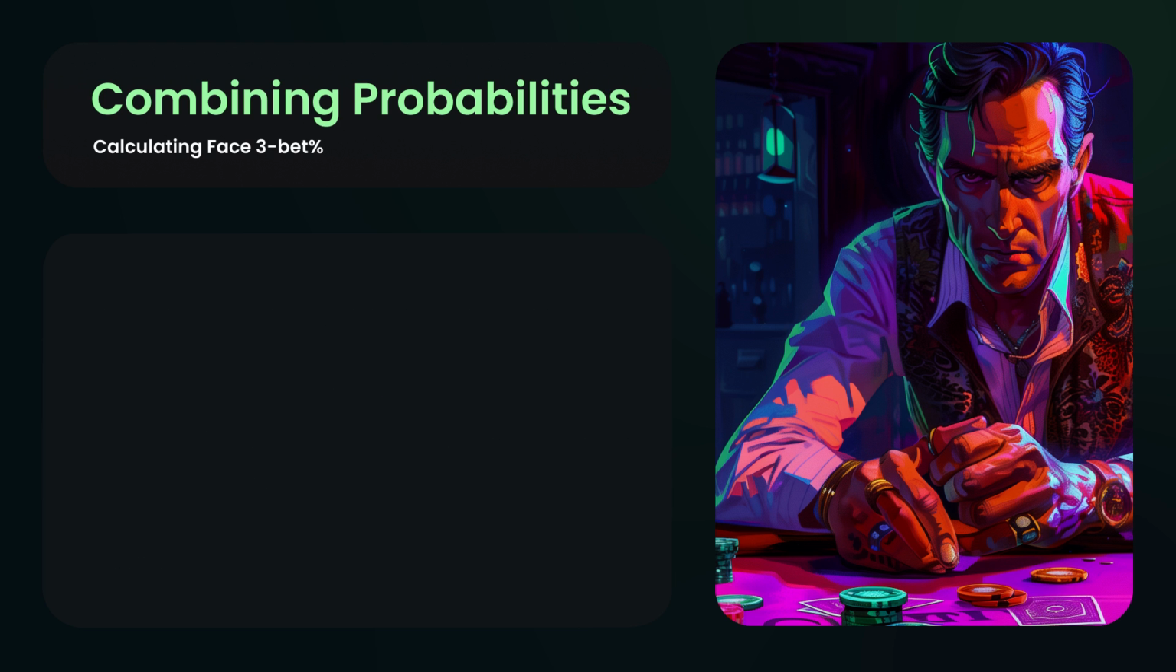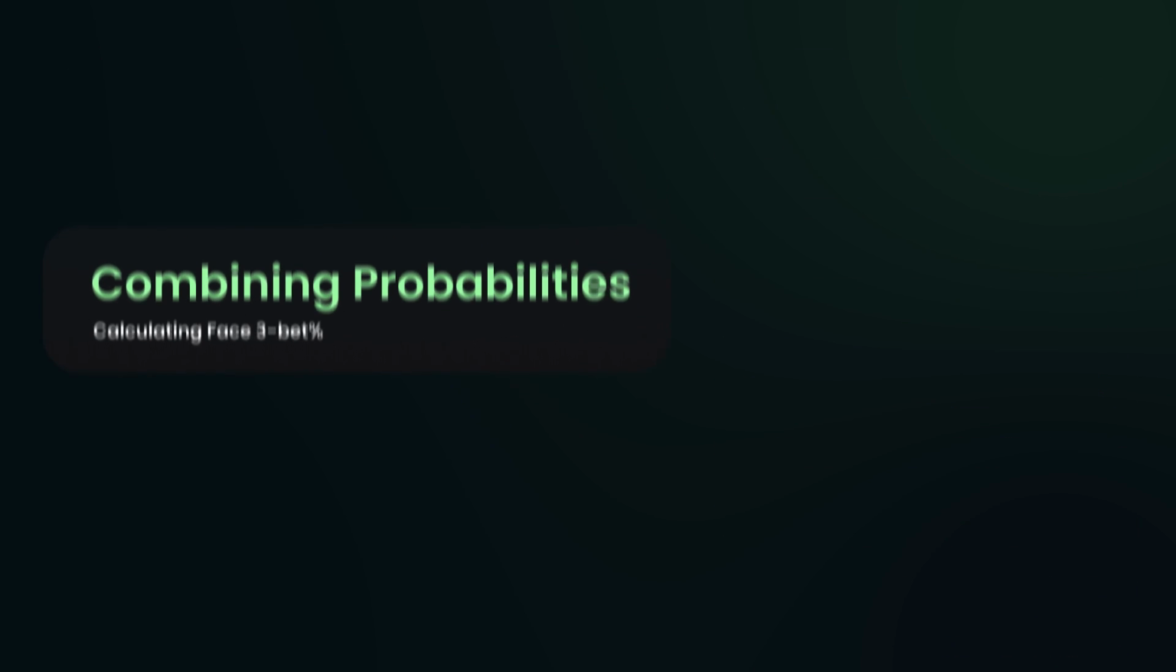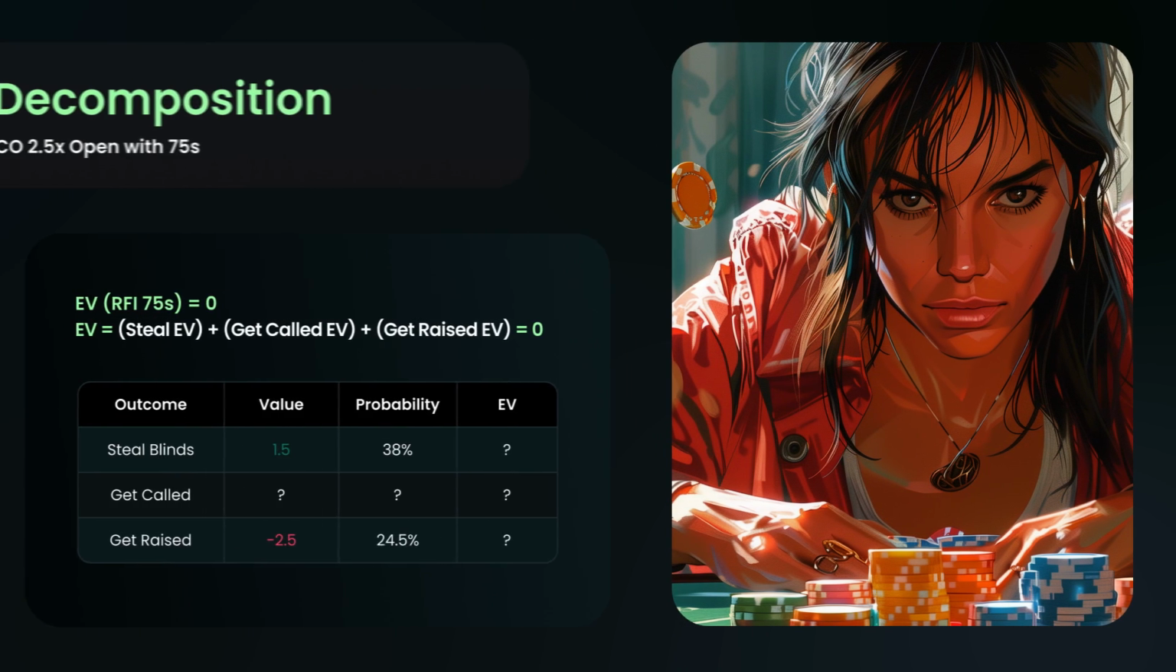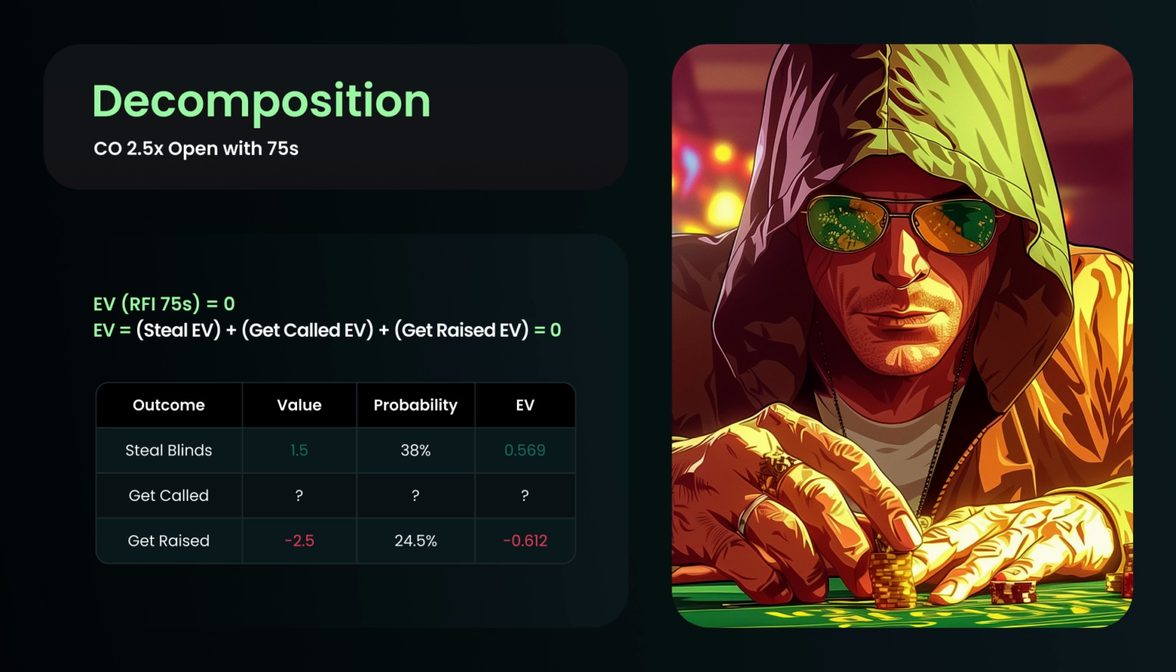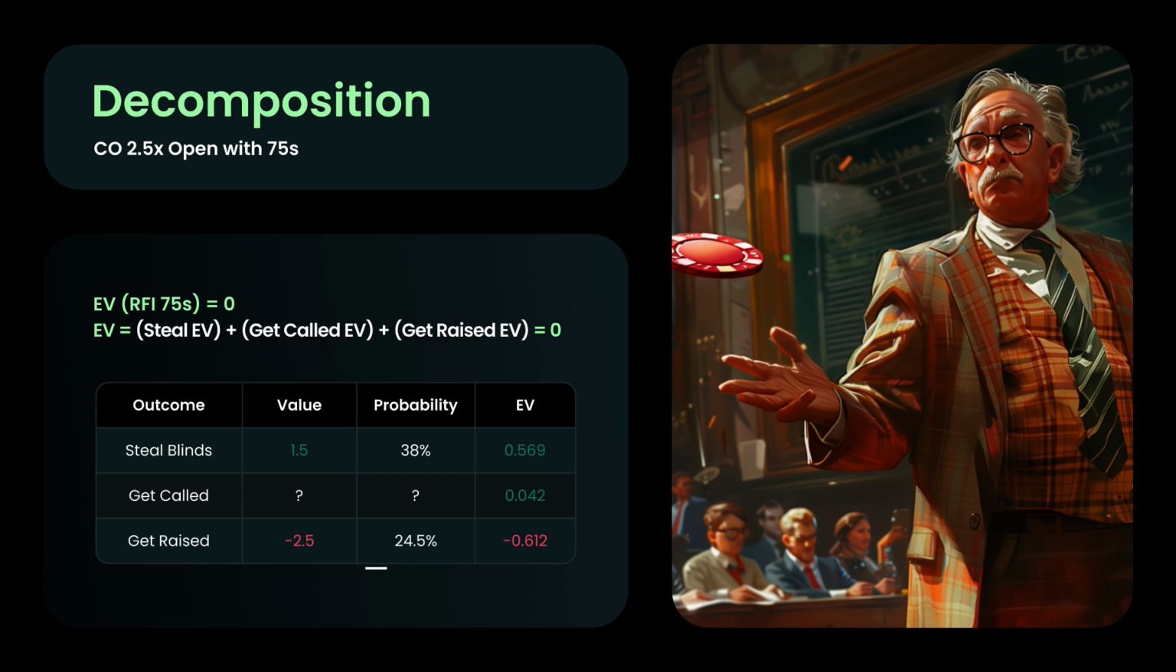Now we know the probability of stealing the blinds as well as how often we'll face a 3-bet. Let's go ahead and plug those back into our table. Okay, so here we already can figure out some more values. We know the value and the probability of stealing the blinds. It's just 1.5 times 38%, so we know the expected value of this one as well as the getting raised one. Multiply those out, and now since we have 2 out of 3 of these, and we know that they sum to 0, we can just say, okay, well, 0 equals this plus this, which is 0.042. And the probabilities, well, they've got to add up to 100%.